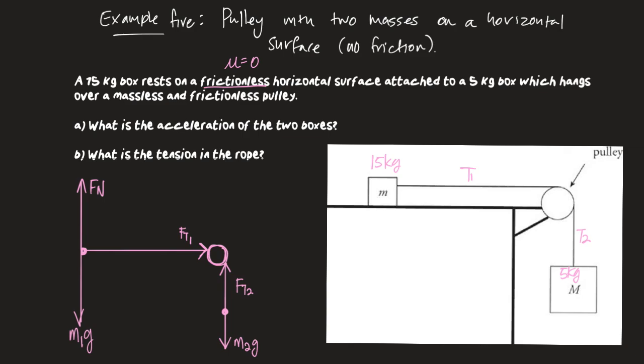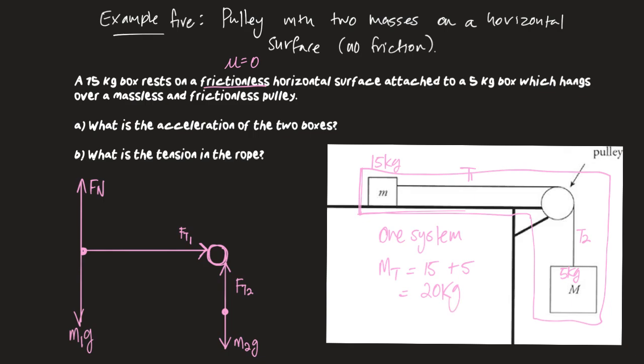Now, how you work through these types of examples is that you've got to make certain decisions. The first thing that I want you to note is that these two objects are attached to each other by this string over here. So I know that I again have one system, and that system has a total mass of 15 plus 5, which gives me 20 kilograms as my total mass.